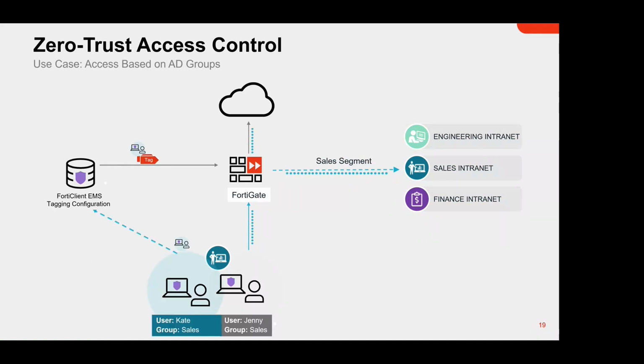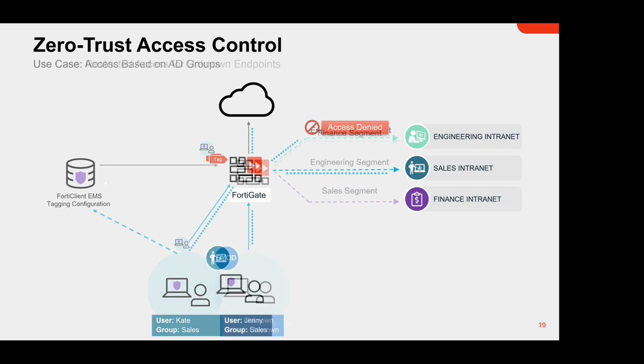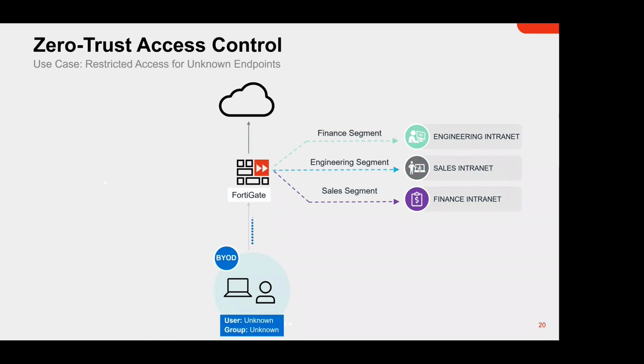So with the AD group, he checks, okay, where's the client, and then decides, oh, okay, this is Kate again. She now changes from engineering to sales. A bad move in my opinion, but okay. And now she no longer gets access to engineering, but now she got access to sales. And at least you can also restrict the access for unknown endpoints.